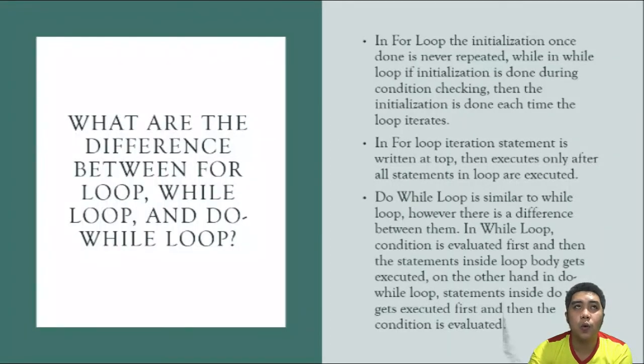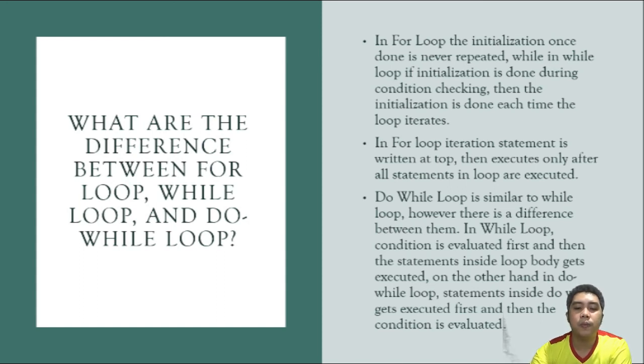So next is, what are the differences between for loop, while loop, and do while loop? In for loop, the initialization once done is never repeated, while in while loop, if initialization is done during condition checking, then the initialization is done each time the loop iterates. In for loop, the iteration statement is written at top, then executes after all statements in the loop are executed.